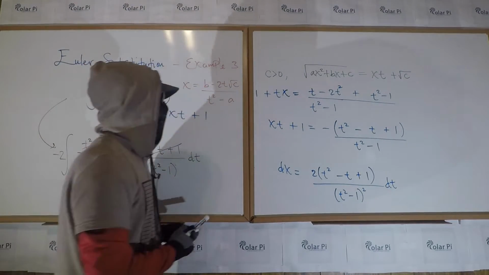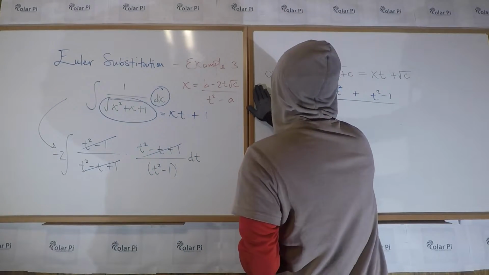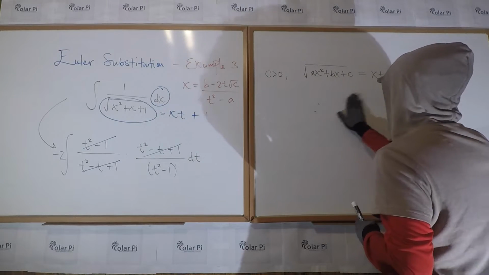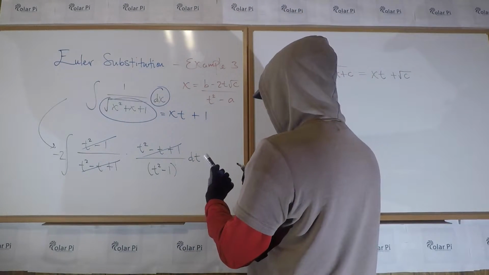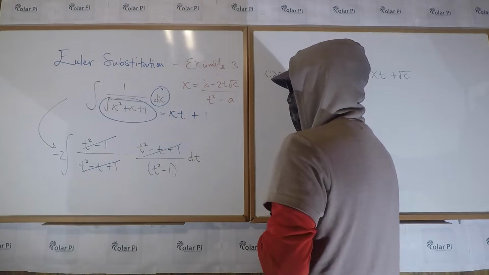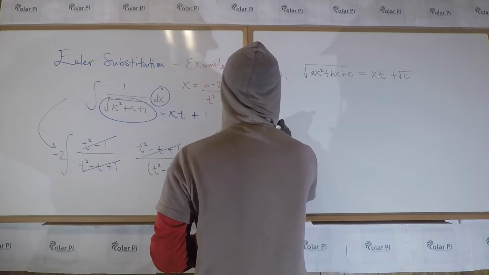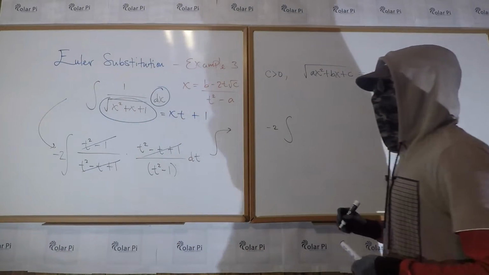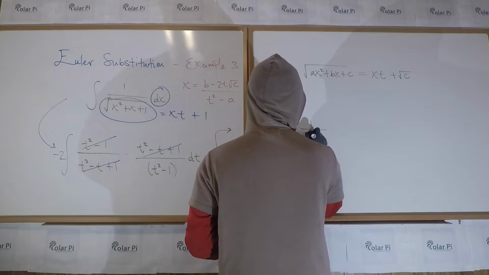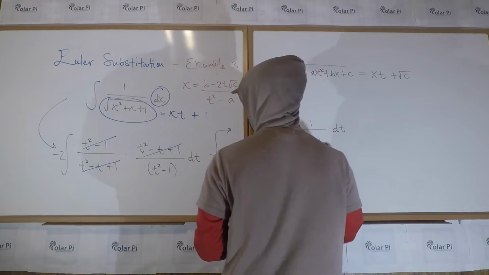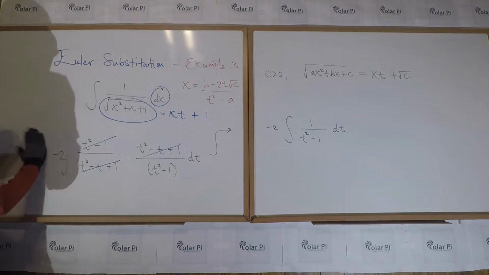So there we are, and we need this space, so that means now our integral is this guy, which is negative 2 times the integral of simply 1 over t squared minus 1 dt. Okay, so that's just a little bit of partial fractions, right?